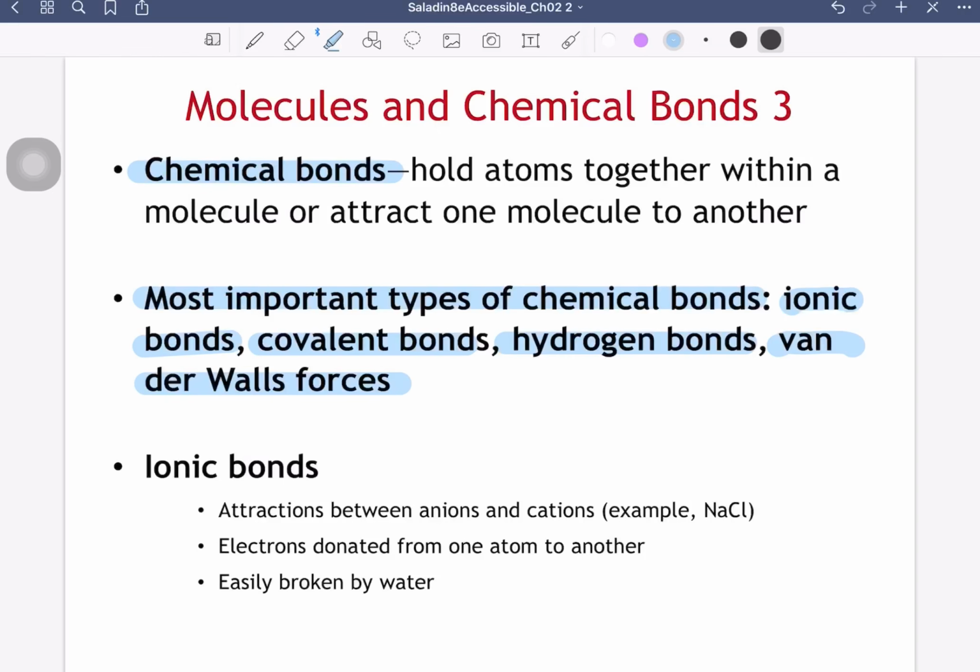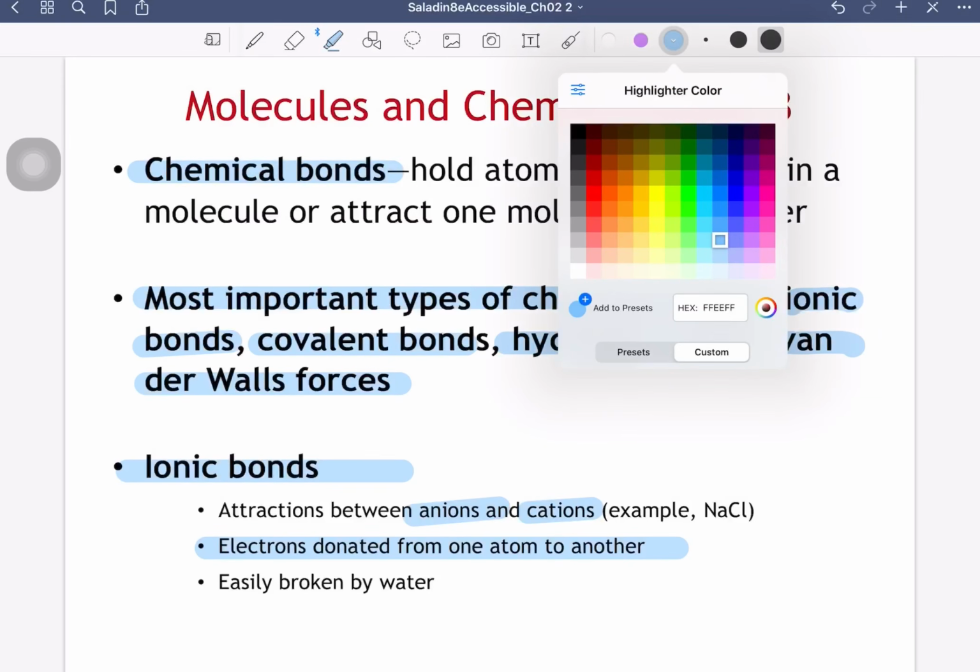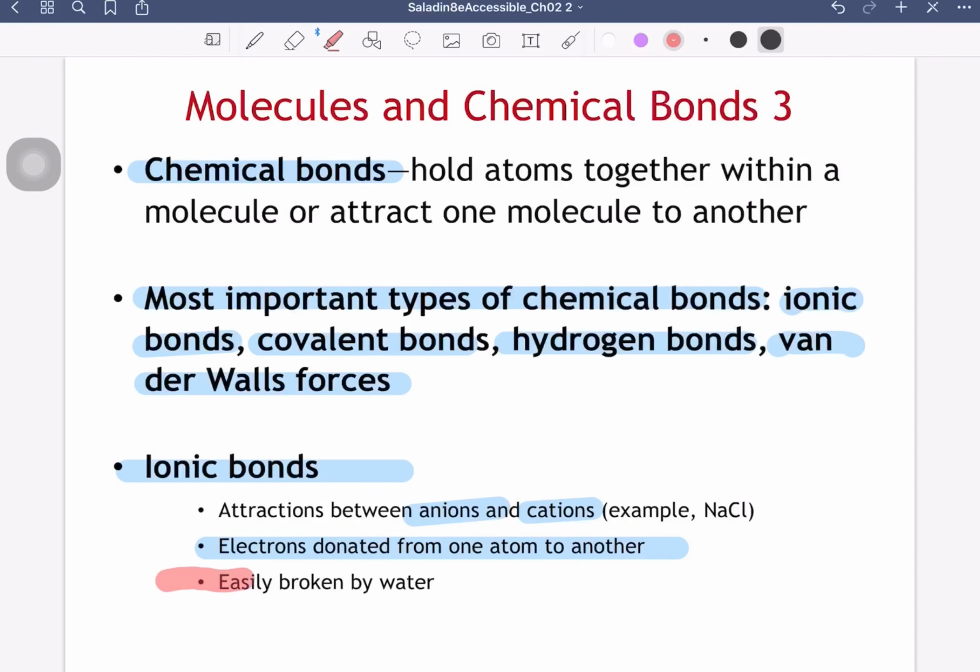Now, let's talk a bit about ionic bonds. This is where anions and cations come together. Remember that we have the positive and the negative, because one gave up an electron, the other accepted the electron. So this is where the electrons are donated from one atom to the next. I'm going to change colors and put this in red, because this is a big point. These bonds are easily broken by water.